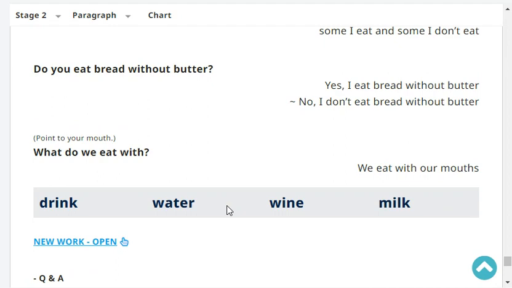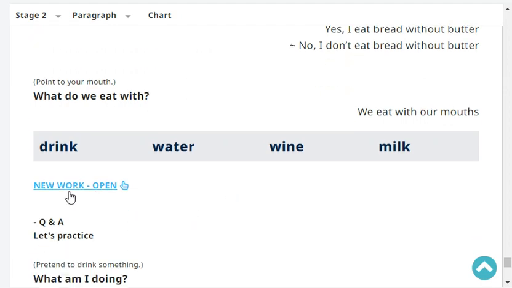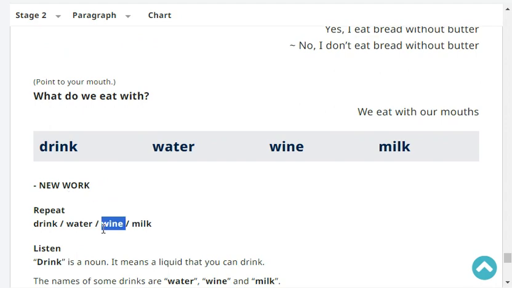We eat with our mouths. Very good. Next, repeat. Drink, water, butter, wine, milk.